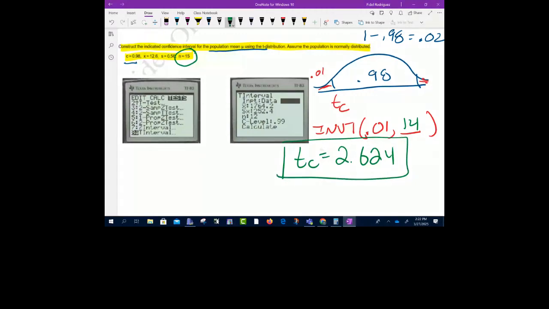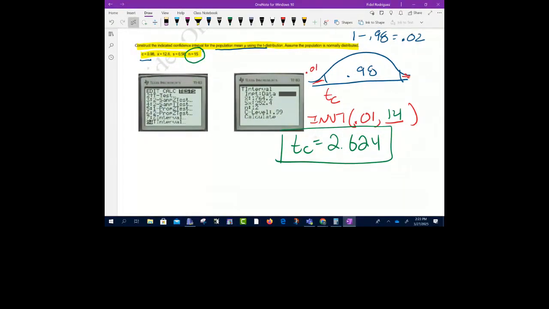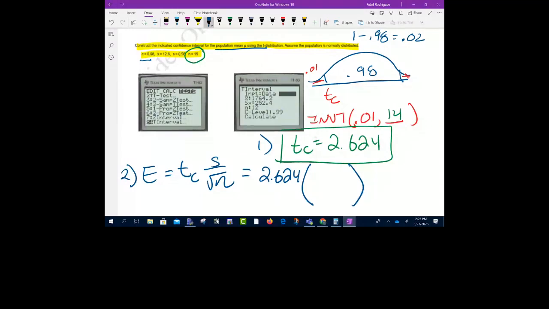Okay. Now, look, y'all, we're gonna find our error now. So look, step number 1, we found the TC value. Step number 2, y'all, we're gonna find our error. The error says we're gonna use this formula. We're gonna take that TC value, multiply it by S and divide it by the square root of N. So I'm going to take 2.624, okay? We're going to multiply it by S, which in this case, y'all, is 0.56. And then we're going to divide that by the square root of 15, okay?